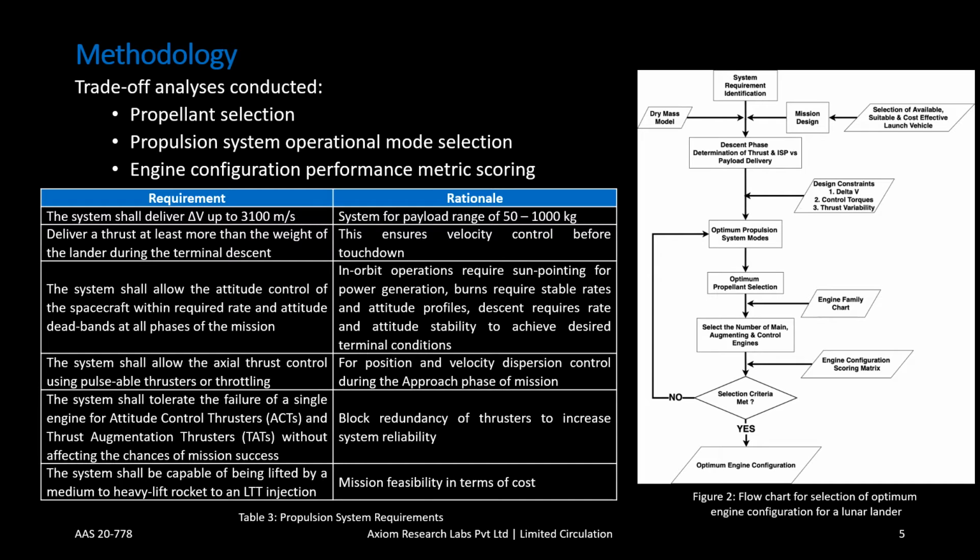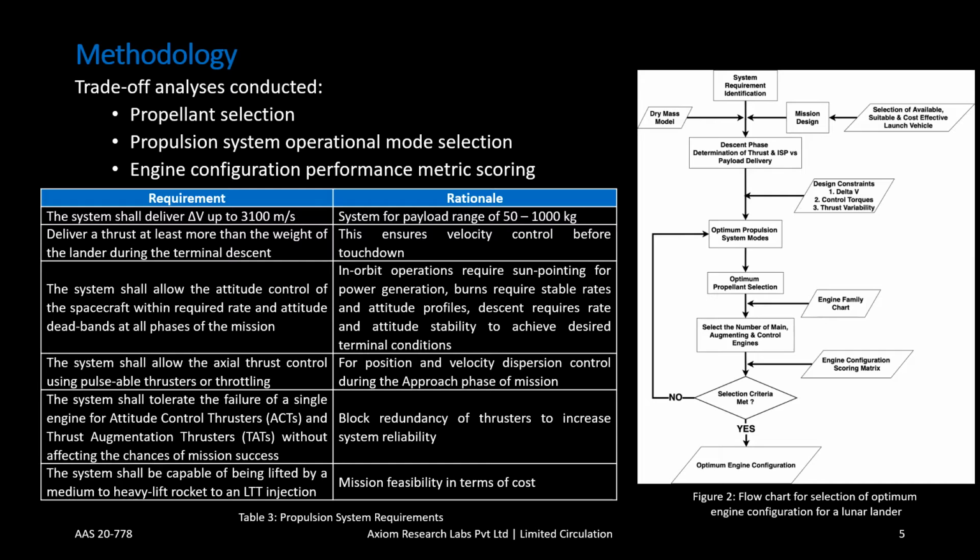Our methodology involves an initial system requirement identification. We build a model of payload versus the dry mass of the system. And based on the selection of an available, suitable, and cost-effective launch vehicle, we have most of our mission design inputs. We take these inputs together and perform the study for thrust and ISP versus payload delivery. So in order to conduct the lunar descent, we determine the magnitude of thrust and ISP required.